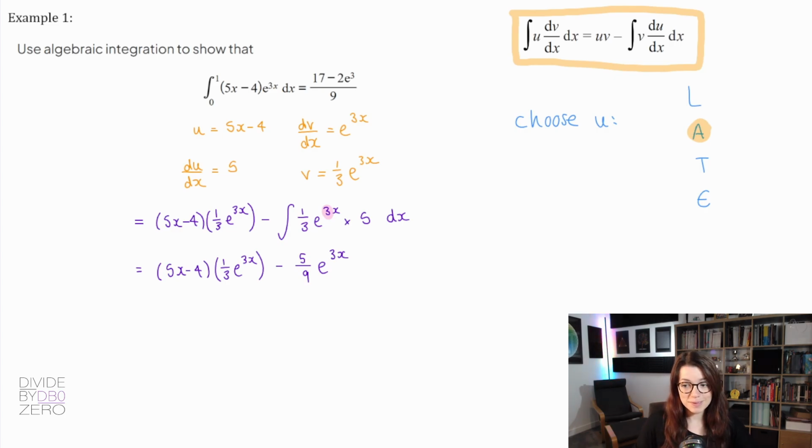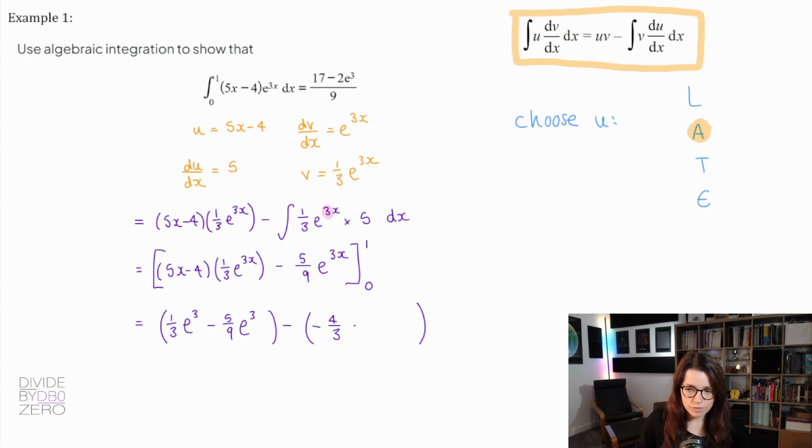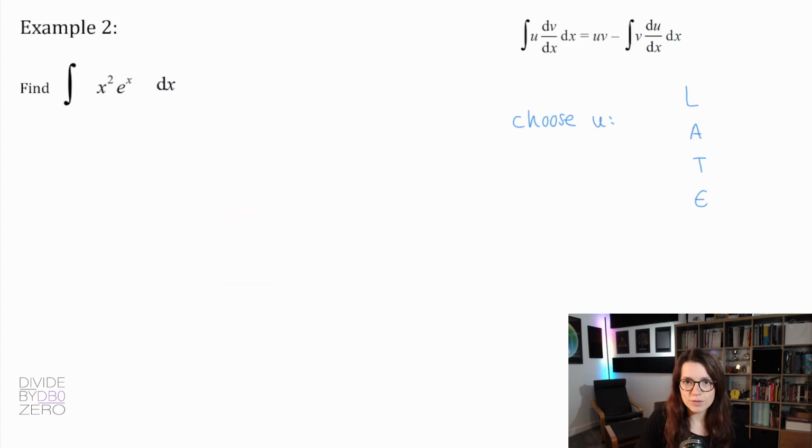Now, I haven't put plus c here because I know that this is a definite integral and I have limits to sub in. So at this point, I'll use big square brackets and put my limits in there. And then we just need to sub in those limits as we normally do. And if you do that bit by bit, you're going to get this: 1/3 e to the power of 3 minus 5/9 e to the power of 3 minus 4/3 minus 5/9. If you tidy that up, you get this, which is the same as the expression they wanted in the question. So we're done.